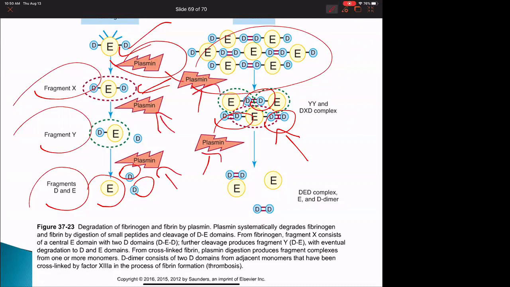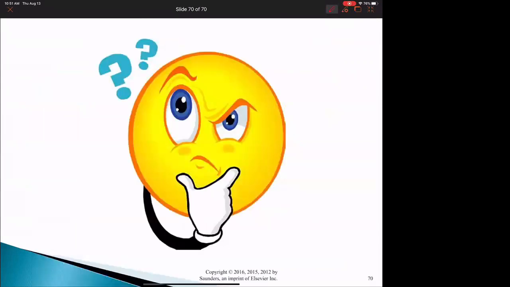It'll come in and degrade these into pieces. All right, so degradation of fibrin will result in fibrin degradation products and also D-dimers, especially when plasmin degrades the cross-linked fibrin, okay? Okay, I know that this has been a lot to take in.